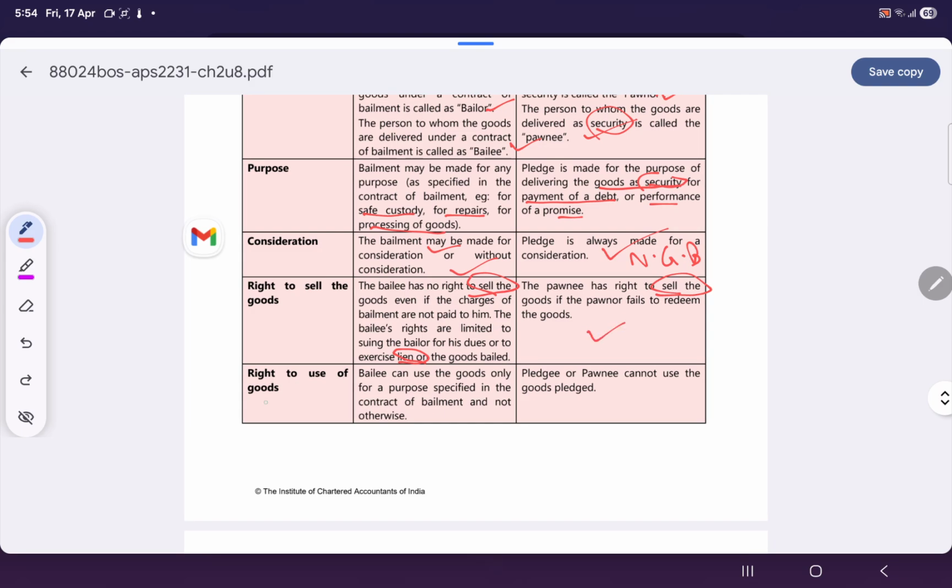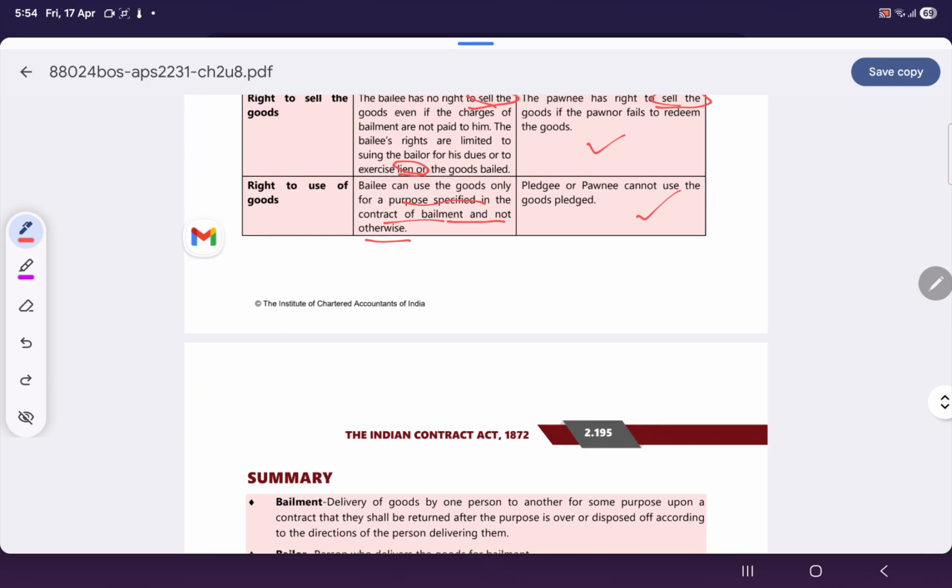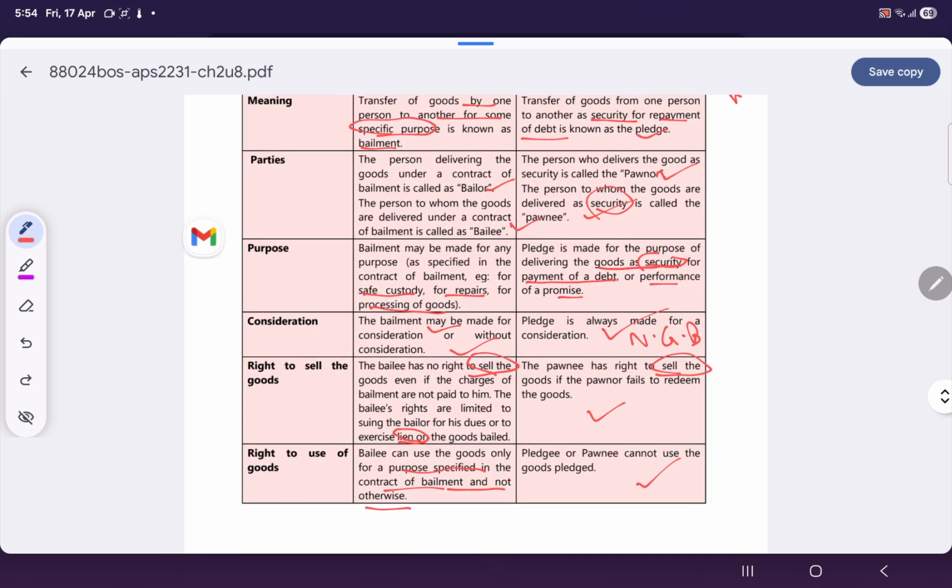Right to use of goods: the bailee can use the goods only for the purpose specified. They can use the goods, like using them to stitch, for the purpose for which they were given. Pledgee and pawnee cannot use the goods pledged. So this is with regard to the chapter of bailment and pledge.